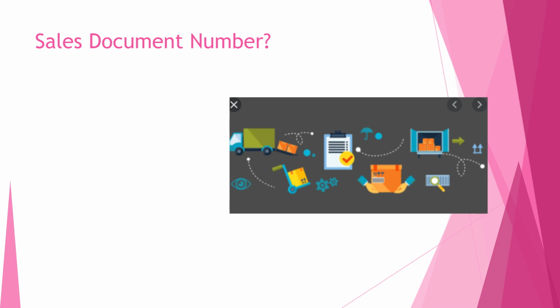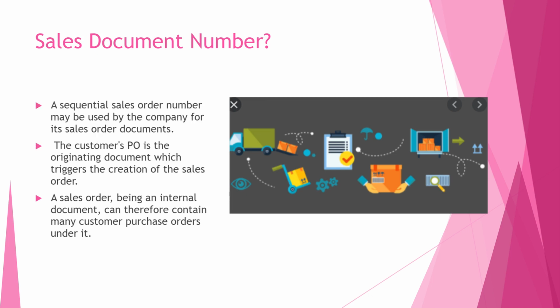Sales document number? A sequential sales order number may be used by the company for its sales order documents. The customer's PO is the originating document which triggers the creation of the sales order. A sales order, being an internal document, can therefore contain many customer purchase orders under it.